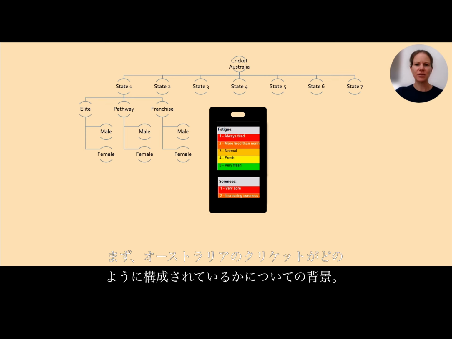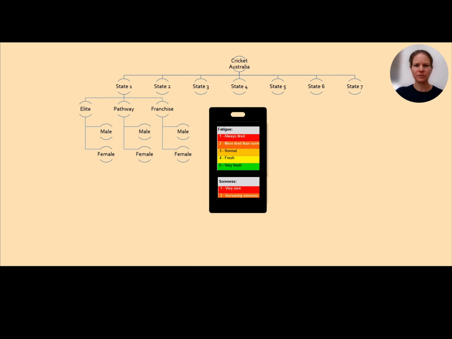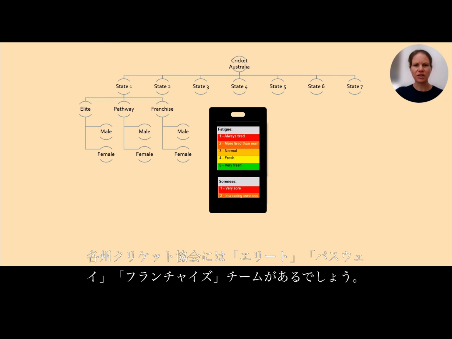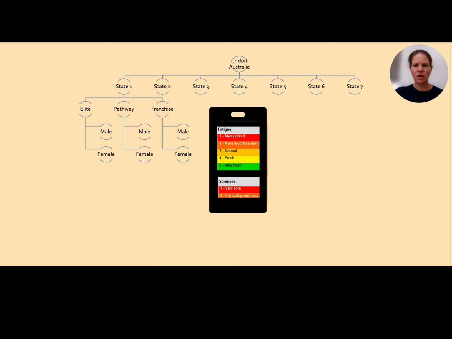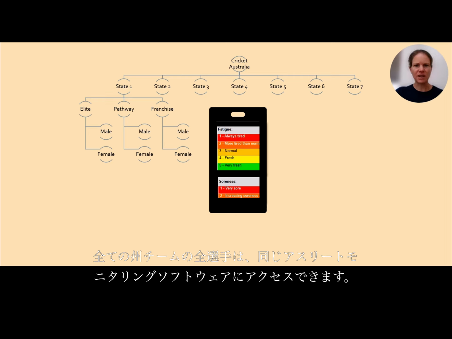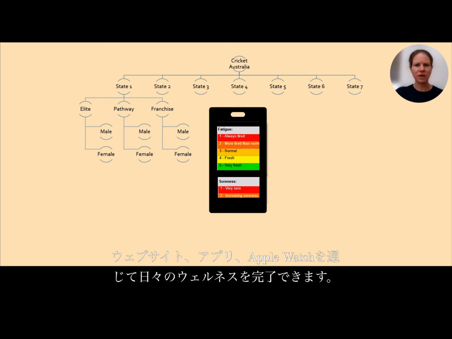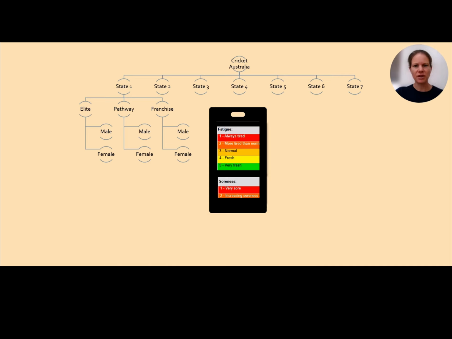First, some context on how cricket in Australia is structured. Cricket Australia is the overarching organisation under which there are 7 state cricket associations. Each state cricket association may then have elite, pathway and franchise teams. All players across all state teams have the same access to the athlete monitoring software. They can complete their daily wellness via the website, an app, or an Apple Watch. The wellness questionnaire has 5 questions which they rate on a scale 1 to 5, where 3 is normal.